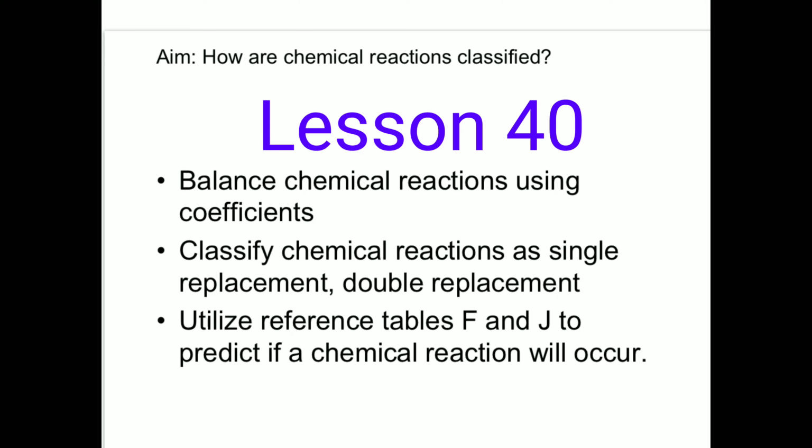Hi class, welcome to lesson 40, part 2 of classifying chemical reactions. Today we're going to continue looking at how we balance equations using coefficients to make sure that matter is never created or destroyed. But today we'll classify reactions as single replacement or double replacement. Now, we will verify that a chemical reaction will occur using reference tables F and J.